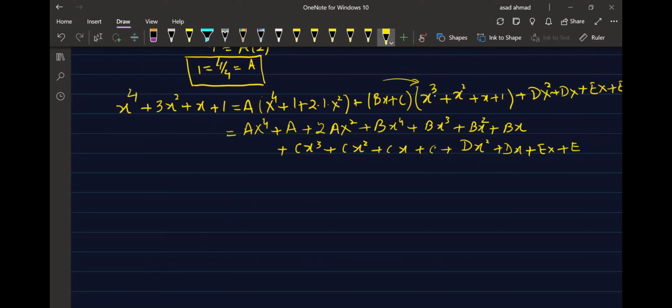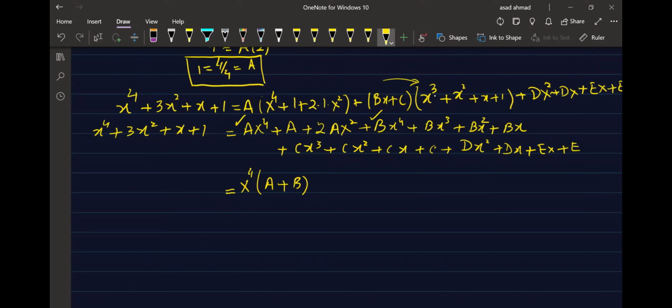Whereas the terms on the left hand side are x raised to power 4 plus 3x square plus x plus 1. Now we need to collect the similar terms on right hand side. It will be x raised to power 4. We don't have any term. Okay, we have one term a and the other term b that we can take out common. So this is ax4 and bx4. Take out x raised to power 4 common.